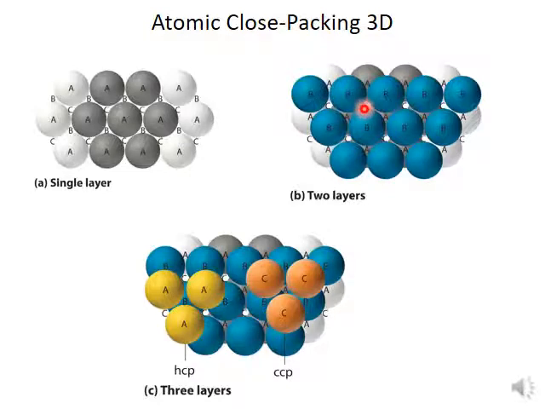So the first layer is A, the second is B. If the third is A, this is called an HCP arrangement. If the first layer is A, the second is B, and then the third is C, then it is called a CCP or an FCC arrangement. So you have these 2 orders: an AB arrangement, which represents hexagonal close packing, and ABC, which represents face-centered cubic.